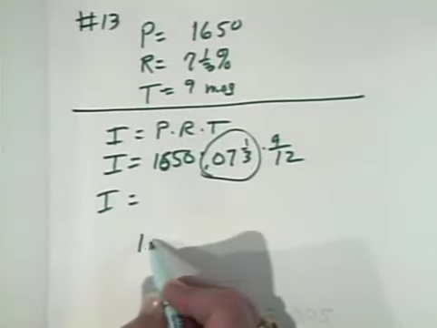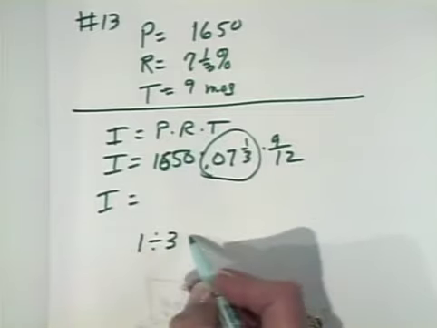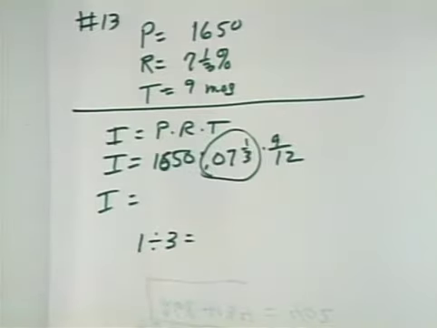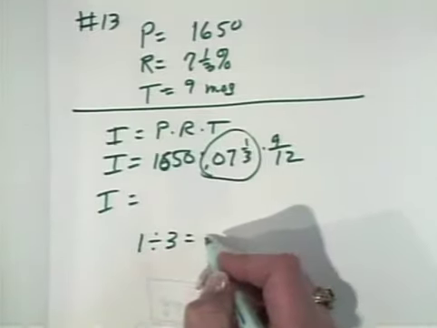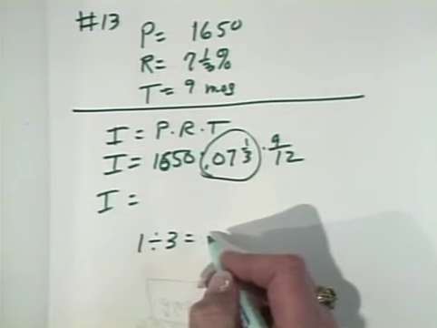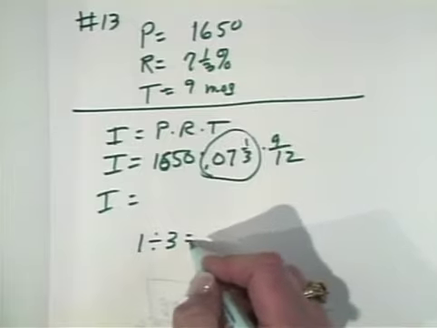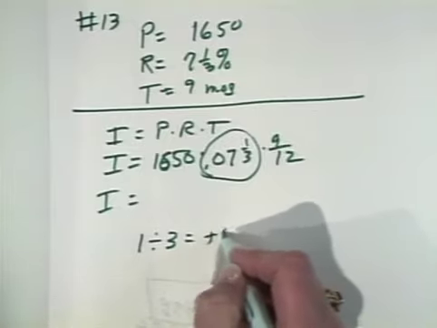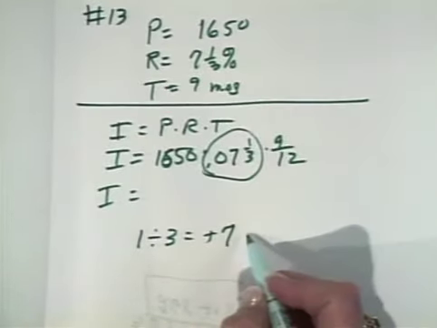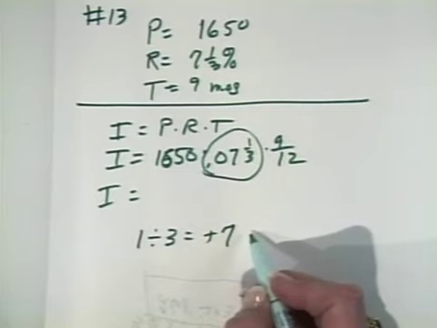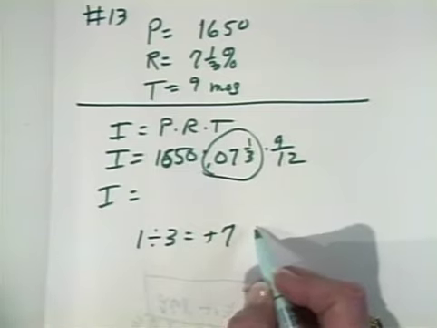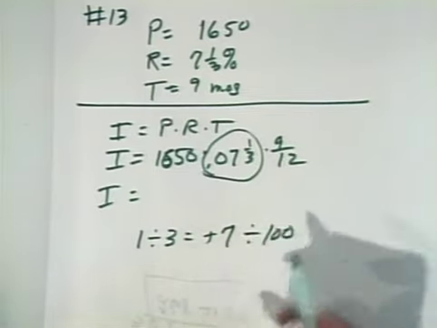We're going to do 1 divided by 3 equal 0.3 repeating, plus, let me think about how we're going to do this one. What number is it? 13. All right. Plus 7. 7.3 repeating. And then we want to divide by 100.